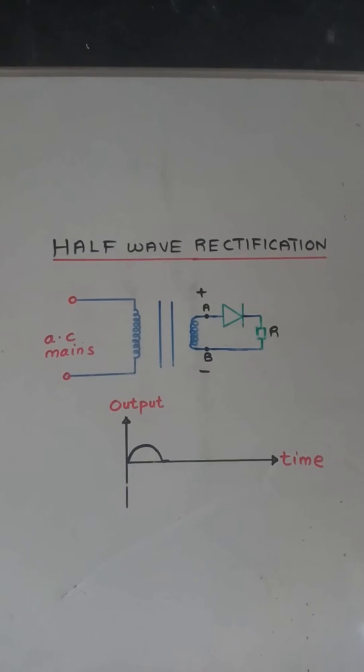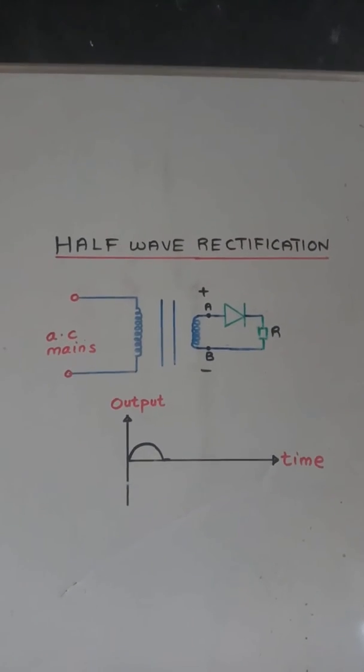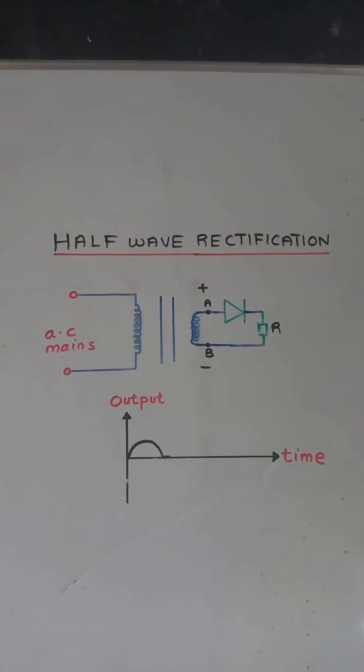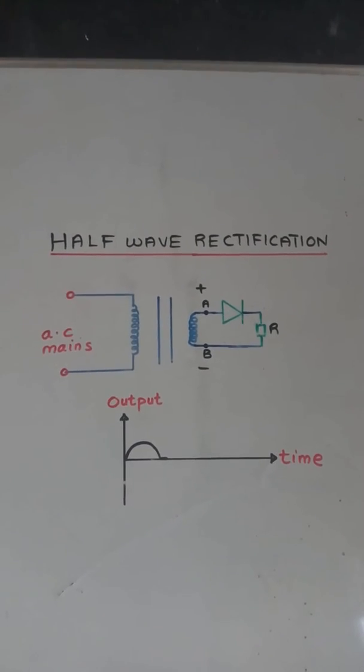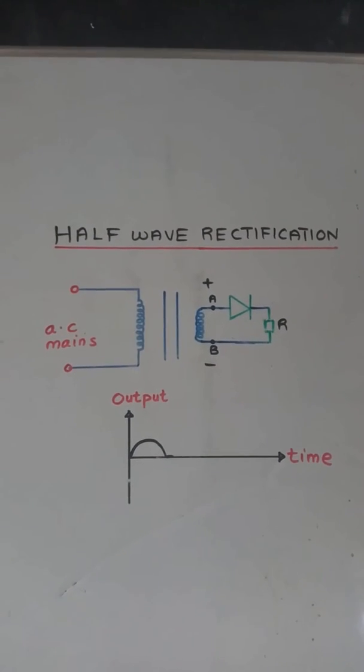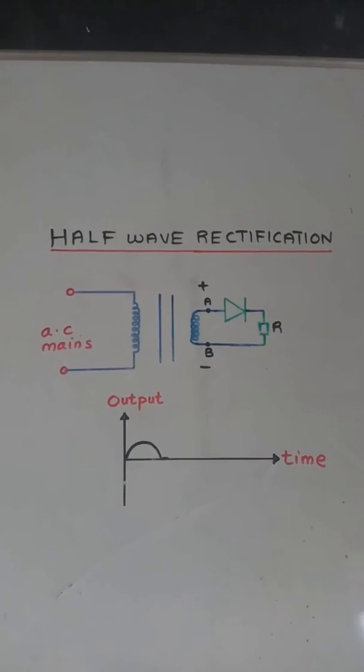For the next half cycle, A is positive and B is negative. Then the diode is forward biased. Then current flows around the circuit.